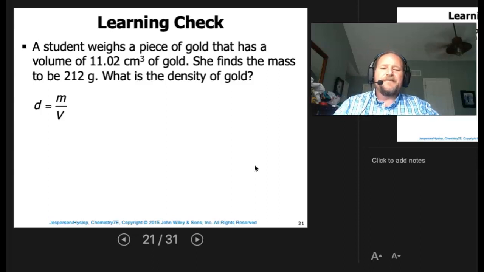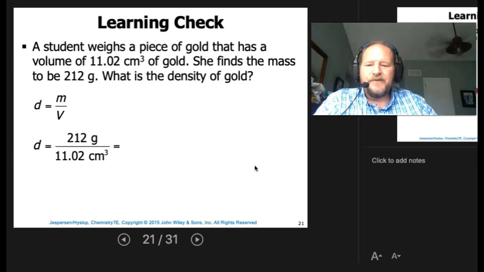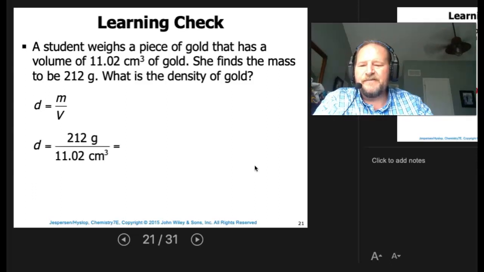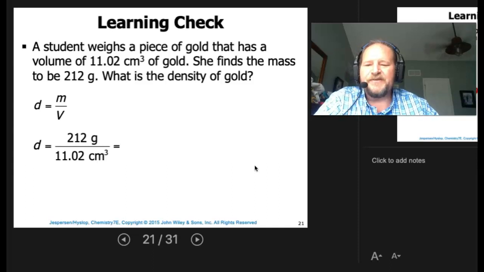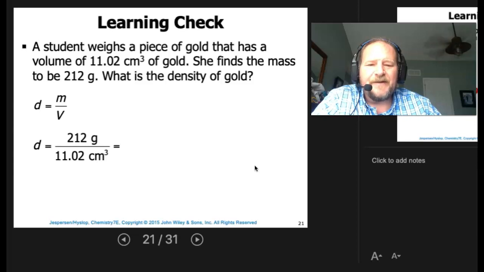So again, typical plug and chug problems for us. Density is equal to mass over volume. So I'm going to take 212 grams and divide that by 11.02 centimeters cubed. Here my units are not going to cancel out, but I'm going to end up with a unit for density. I do need to concern myself with sig figs.